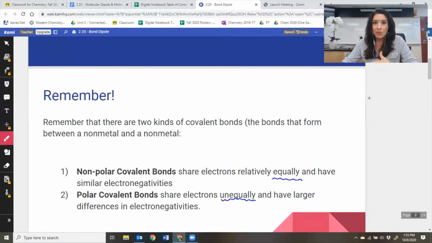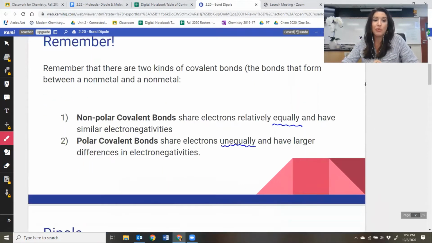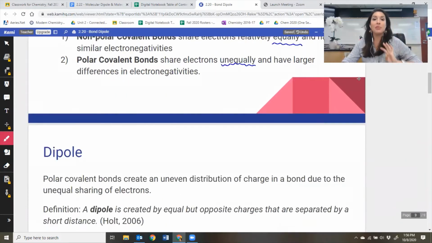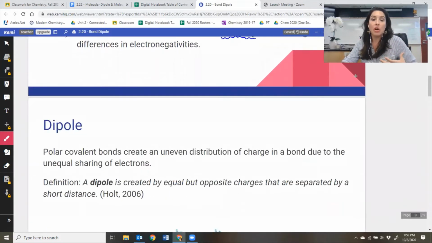So to determine polar covalent or nonpolar covalent bonds, we need to look at the electronegativity values, the Pauling scale values for each of these atoms, and compare and contrast the two. So let's talk today about what a dipole is. A dipole is a vector that we draw to basically indicate how charge is distributed within a bond.